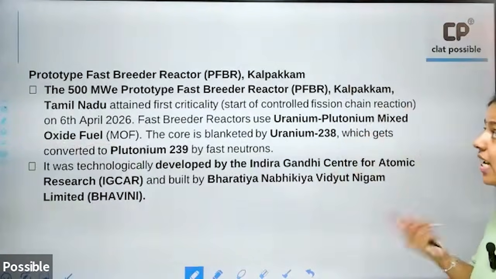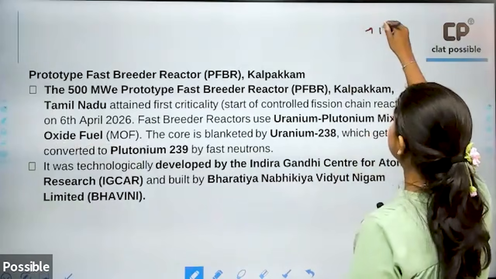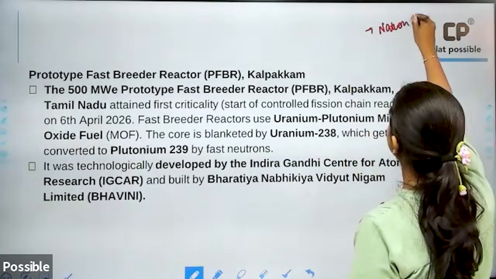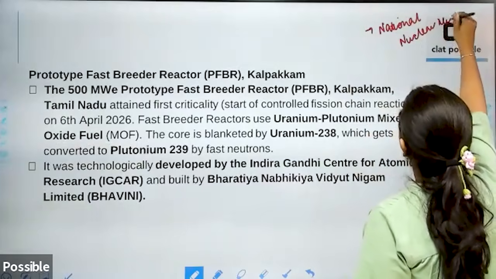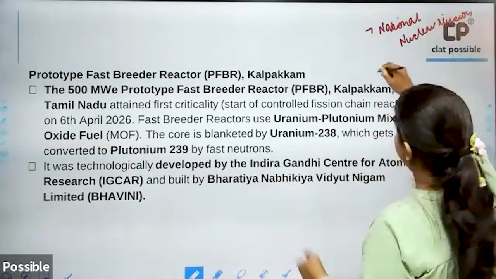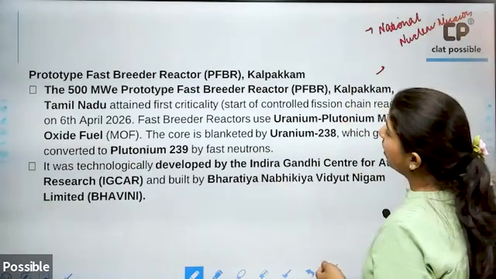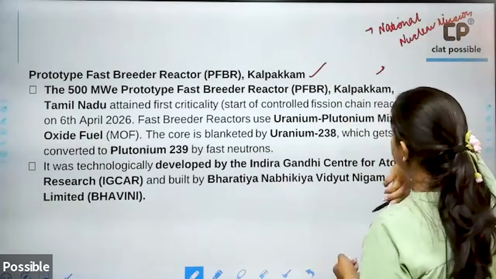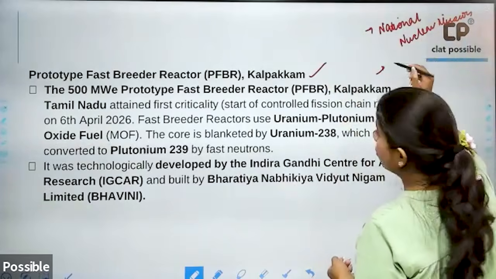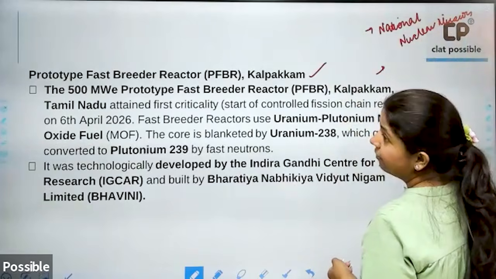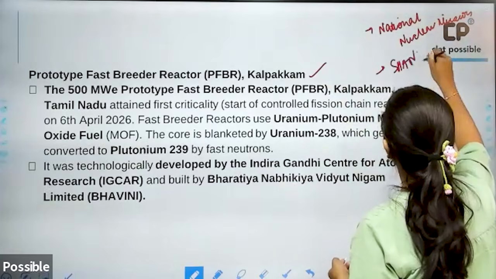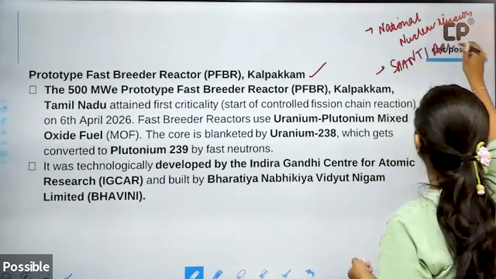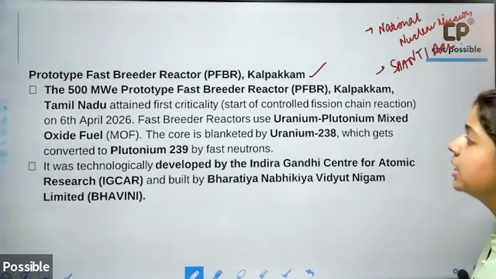This year nuclear energy is important for 2-3 reasons. Last year we had the National Nuclear Mission. Do keep in mind. Then we've achieved criticality of prototype fast breeder reactor at Kalpakkam. For this it is important. Then also we have undertaken the Shanti Act. All right. So Shanti Act I did take up in the December current affairs. Go back, revise. All right.